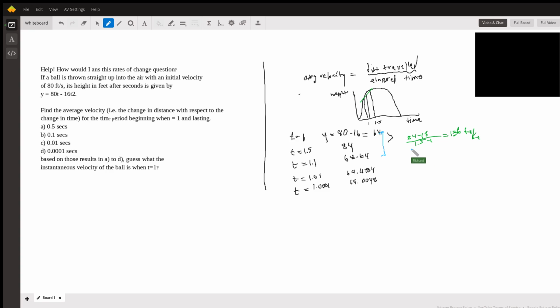The average speed is going to be 68.64 minus 64, all over 1.1 minus 1. So 68.64 minus 64, divided by 0.1, equals 46.4.